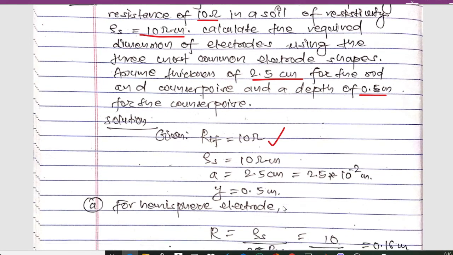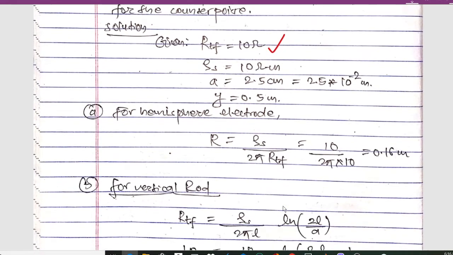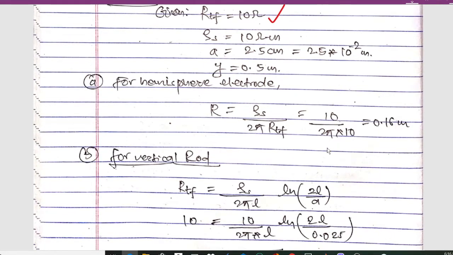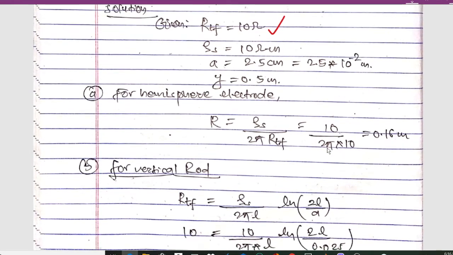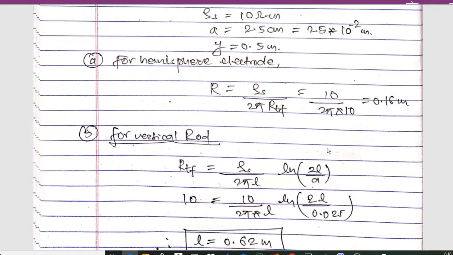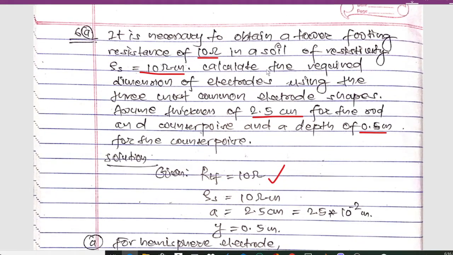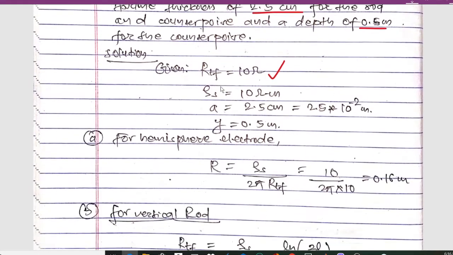And for the hemisphere electrode, we have the formula R equals ρs upon 2π RTF. Here R means the length, and we need to calculate the value of the length, that is, the required dimension of the electrode.